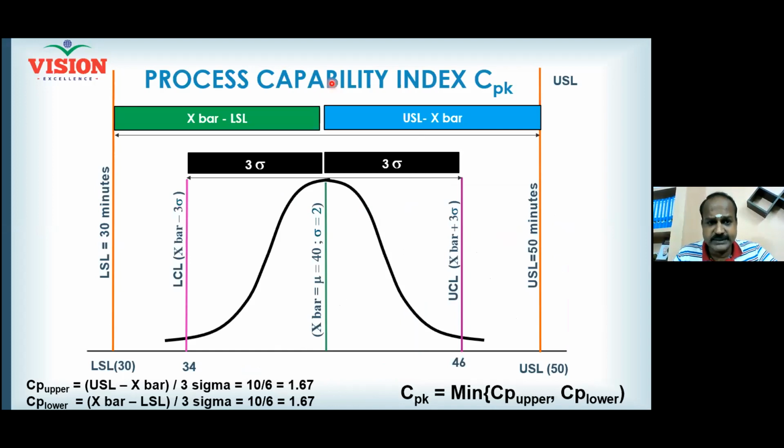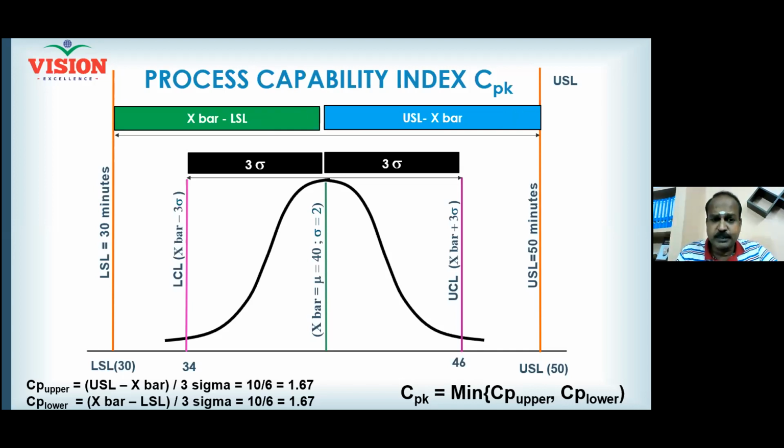While understanding the CP, what was the specification width? It was 20, right? And that 20 is now divided into 2. Can you see here? Left side is green and right side is blue. So what is the value of the length of the green bar? 10. Similarly, the length of the blue bar is 10. So 20 is divided into 10, 10.